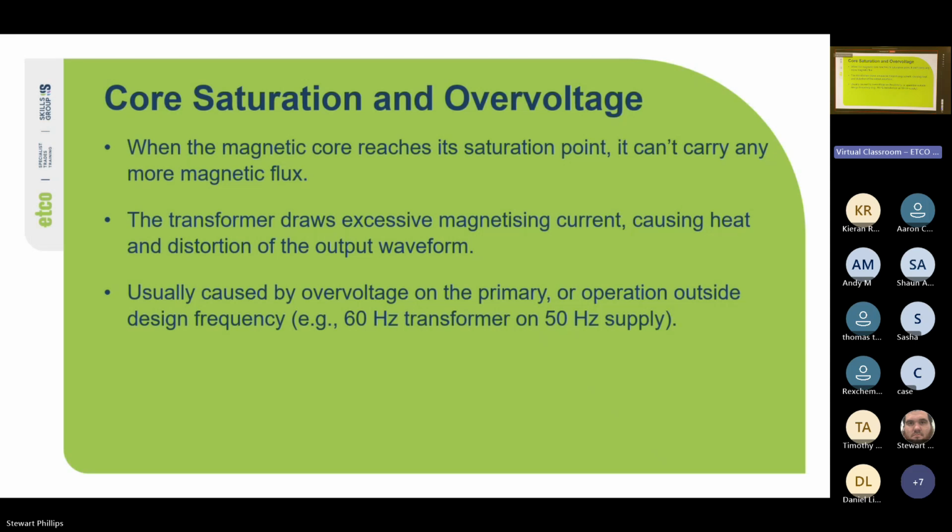Yeah. So basically, the core will saturate too quickly, basically instantly, because it's being exposed to a higher voltage than it's supposed to. It will draw a huge current and cause overheating or failure. Because it's reached saturation point and we're trying to saturate it even more, it'll draw excess current to do that.